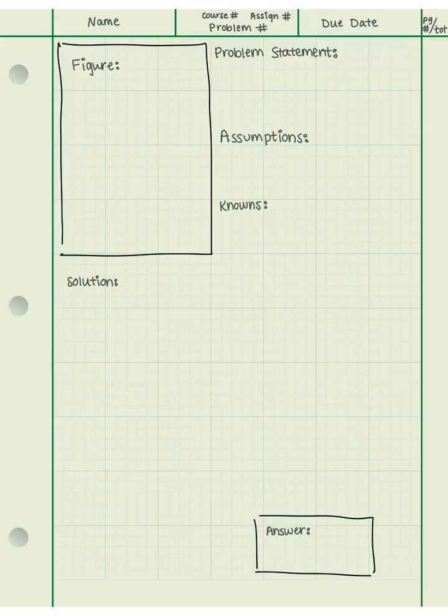As per usual, we're going to be using our digital engineering paper with our problem-solving process, which you can check out in my previous video. We always start by filling out our header with our name, the name of the class, the assignment number, and the problem number, as well as the date and the page number for our assignment.